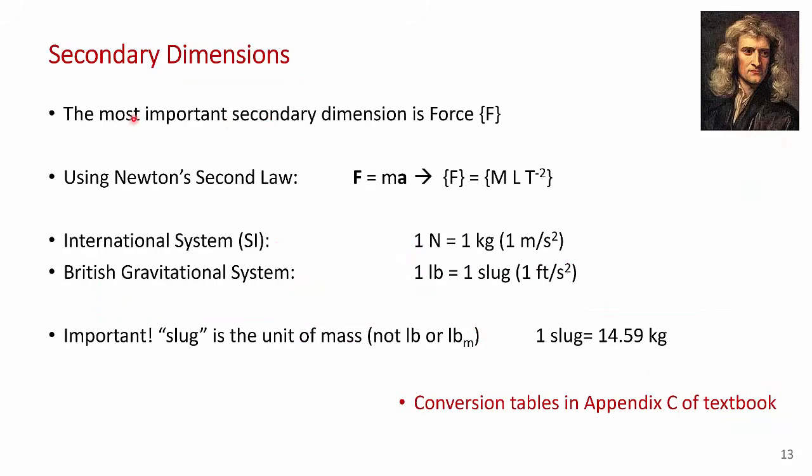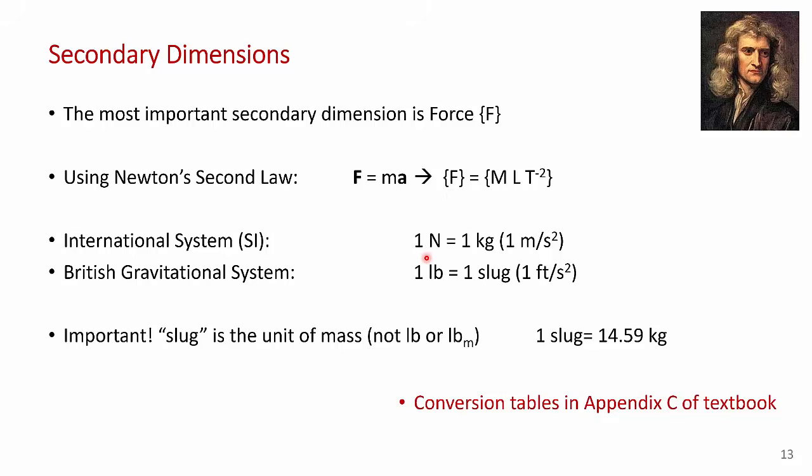Okay, I'm going to say a little bit more about this because it is an area of some confusion. So the most important secondary dimension that we're going to deal with is force, F, and we use F equals ma, Newton's second law. That's really what defines the force. So force equals mass times acceleration. So m, and then acceleration is length per unit time squared. So m L T to the minus 2 are the dimensions of force.